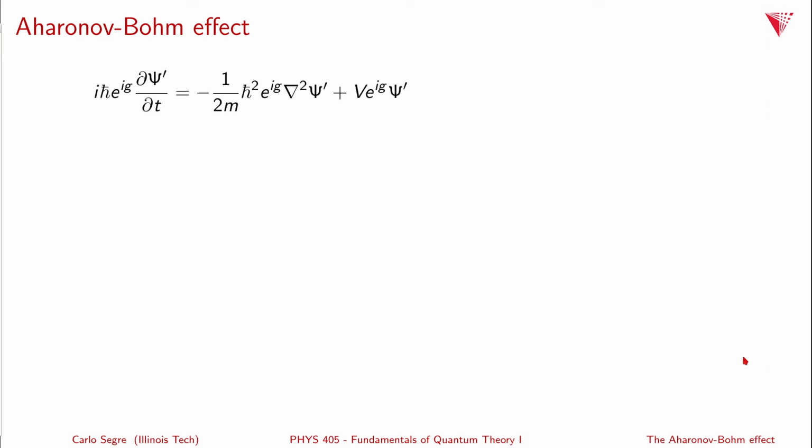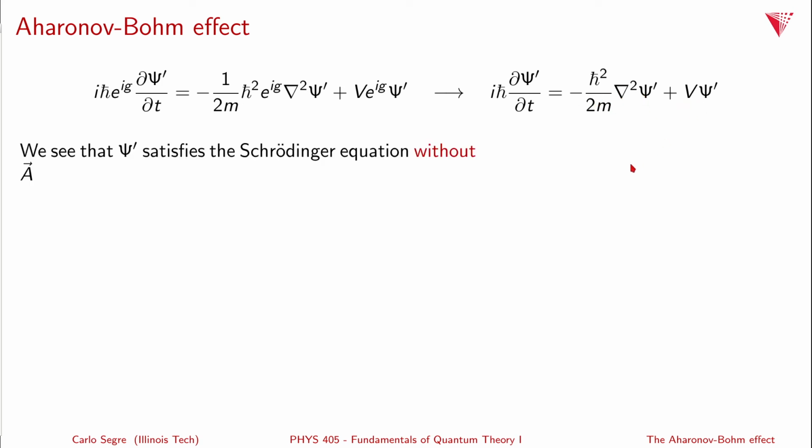I can now realize that e to the ig appears in all these terms and psi prime appears in all these terms. And this is basically a Schrödinger equation for psi prime. That is, i h bar partial with respect to t of psi prime is equal to minus h bar squared over 2m, the Laplacian of psi prime, plus v of psi prime. So we can see that psi prime satisfies the Schrödinger equation, but there's no vector potential.